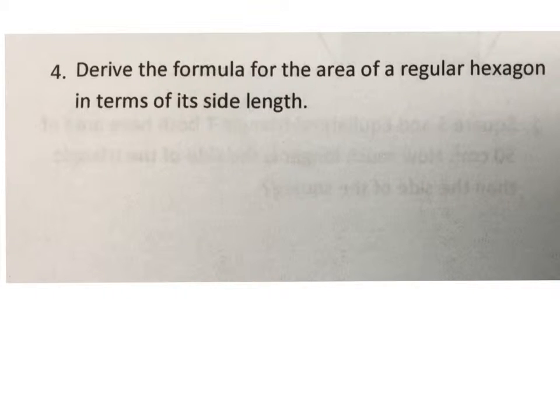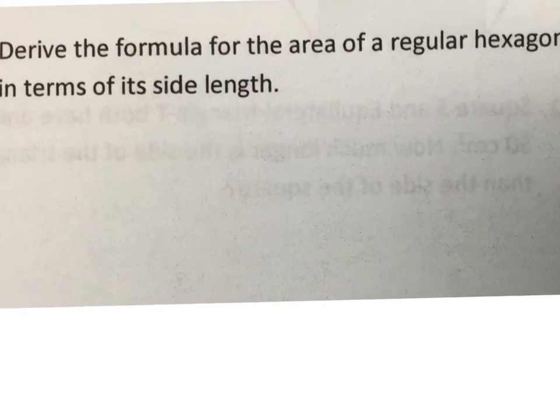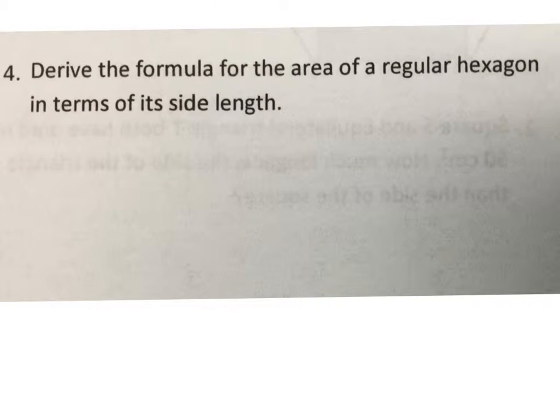So there are two ways that we can derive the formula for a regular hexagon in terms of its side length. One of them uses trig, and one of them uses radicals. I would advise that you do whichever one you think you would be able to understand the best, even though the answer will be the same no matter pretty much which way you do it.